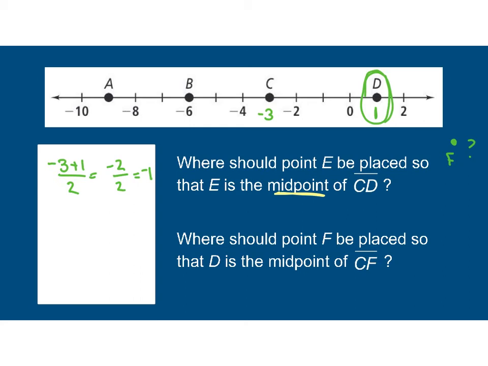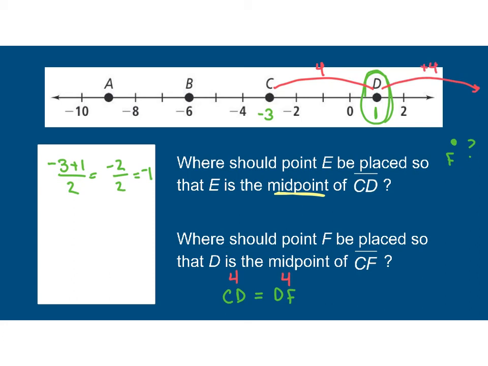Well, if I want D to be the midpoint of CF, what that's telling me then is this CD has to be equal to DF. Those two lengths have to be the same. And if I look at my picture up here, CD is 4 units away. So I know that CD is 4. So DF has to be 4 more units away this way. I have to go 4 more units.